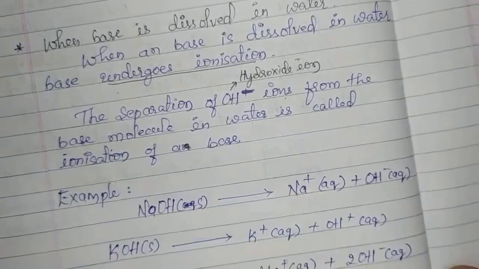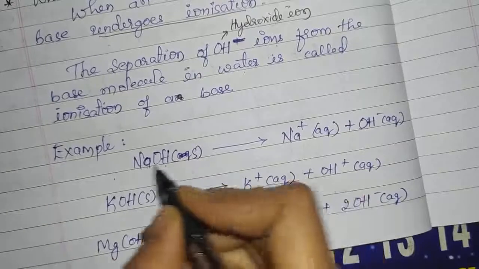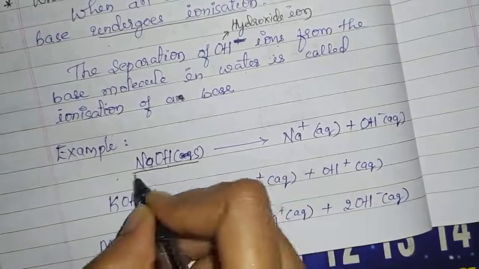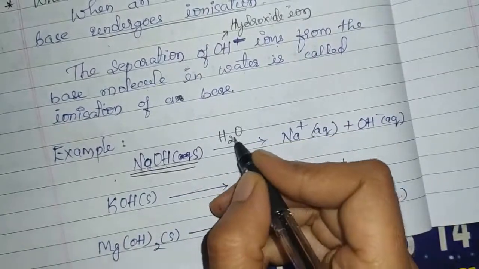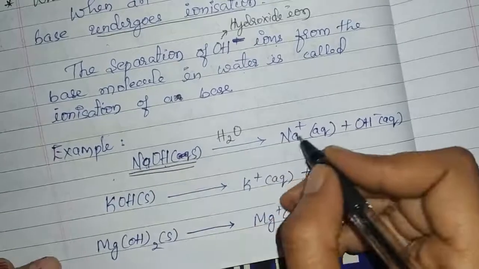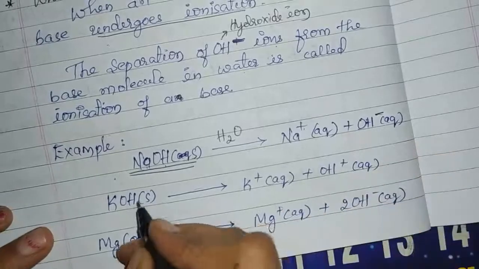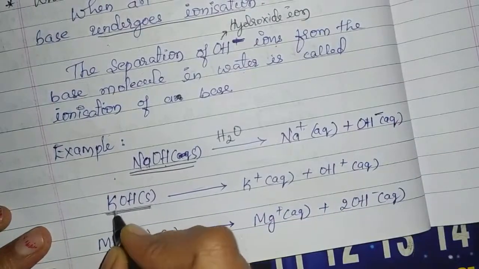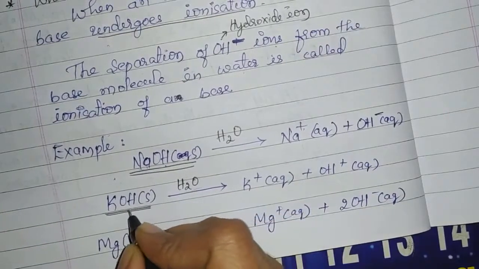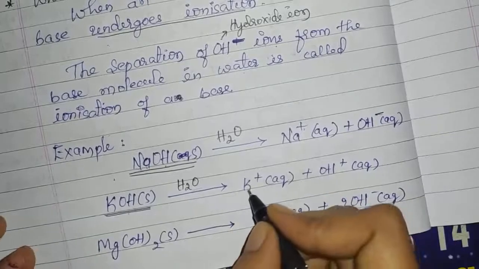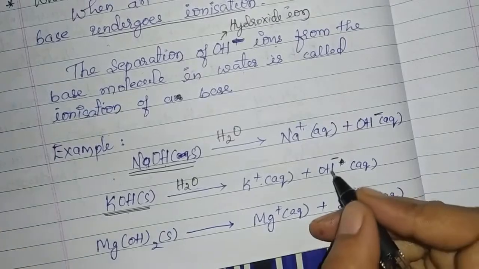Let us understand with an example. See here, this is sodium hydroxide. Sodium hydroxide is a solid. When it is added to water and dissolved, it breaks into sodium cation and hydroxide ion. Similarly, potassium hydroxide is also a solid. When it is added to water and dissolved, it ionizes into potassium cation and hydroxide anion, or hydroxide ion.